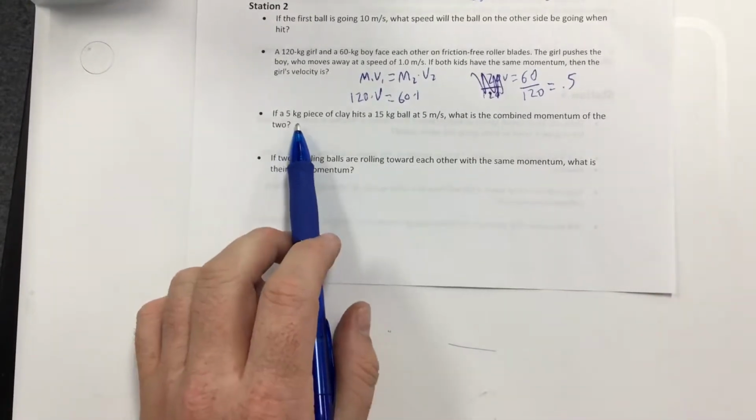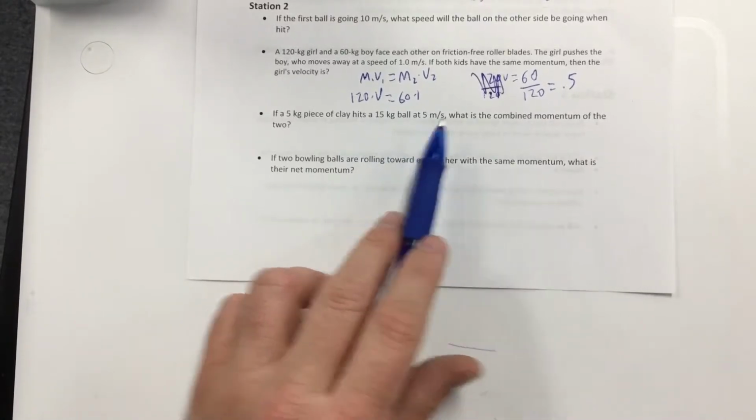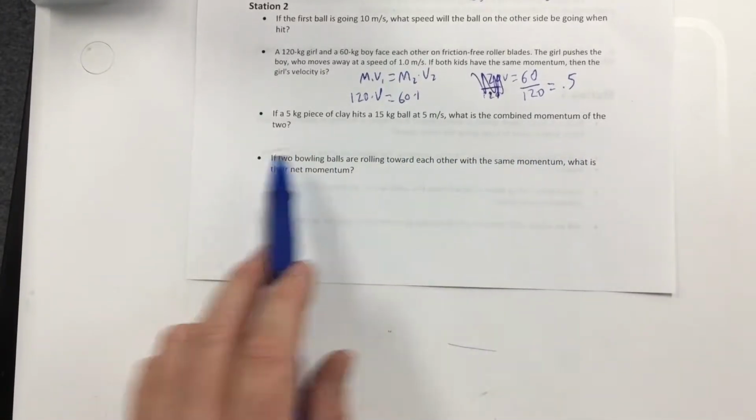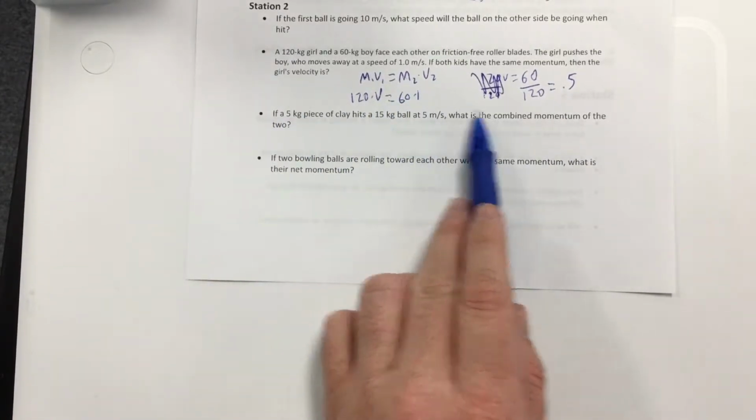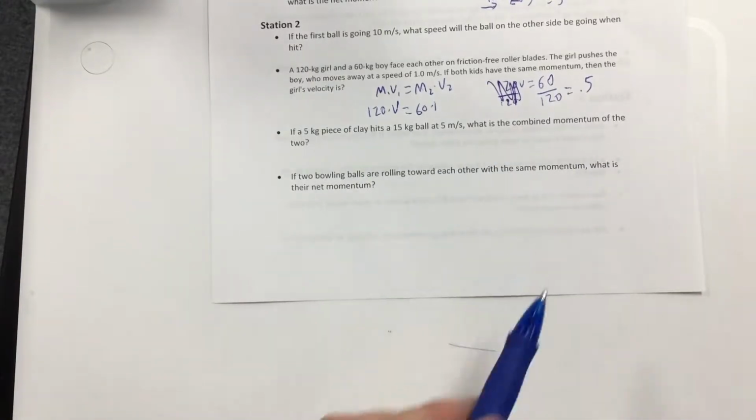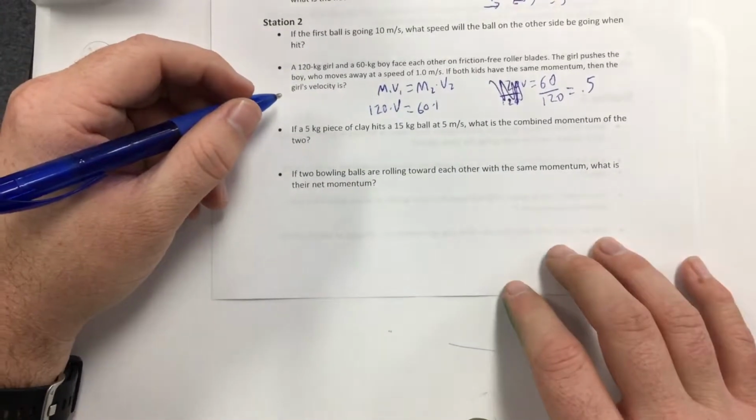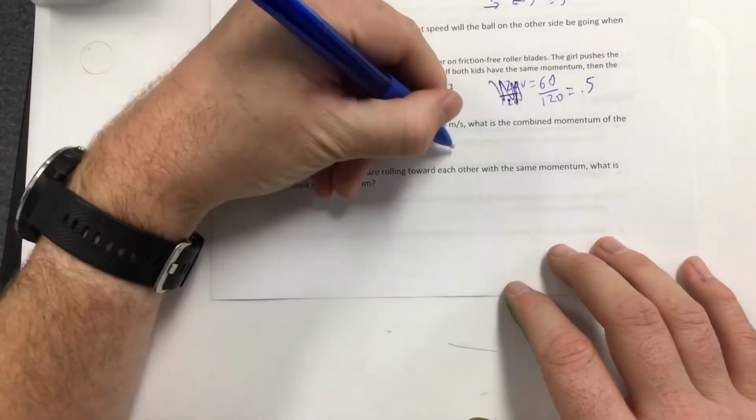This one here: if a 5 kilogram piece of clay hits a 15 kilogram ball at 5 meters per second, what is the combined momentum of the two? So look at that right there. It looks like M1v1. It's giving us all these numbers, but it's asking for the combined momentum. This is another net momentum problem. So we need to get the momentum of our object. So we have our clay, and we have a ball.